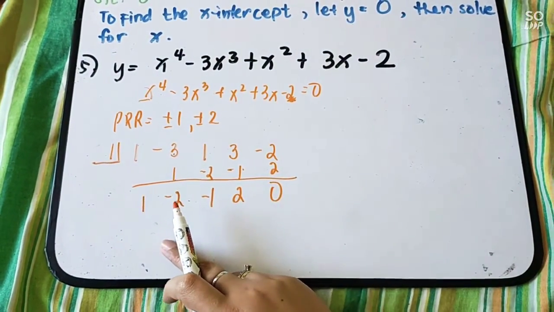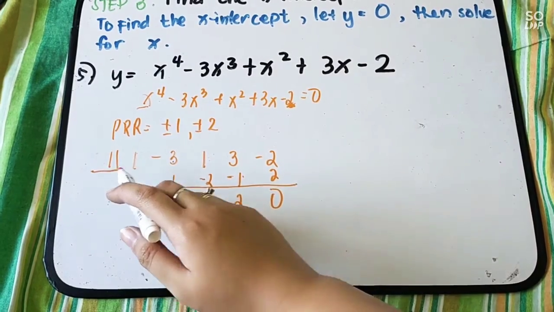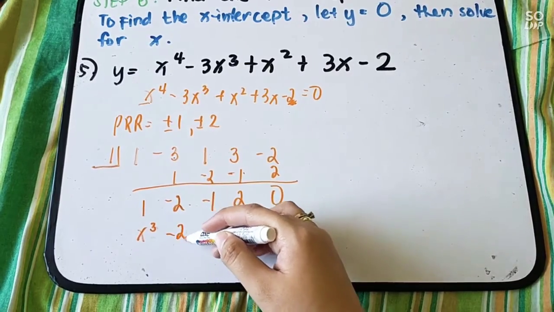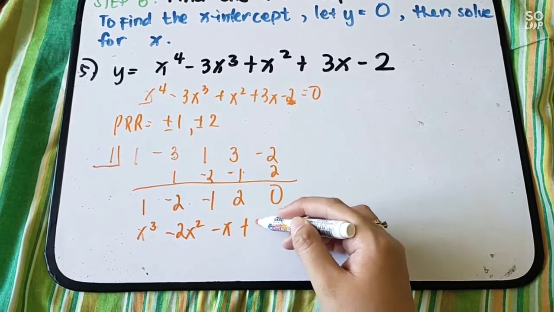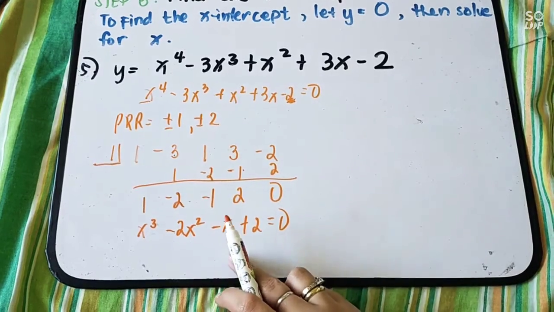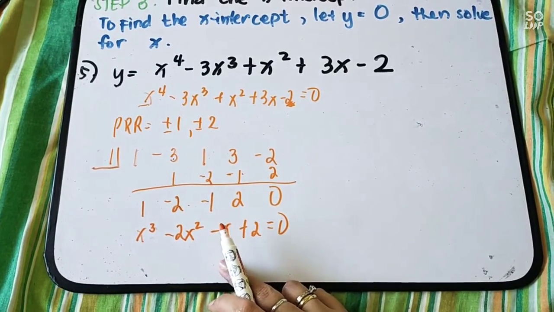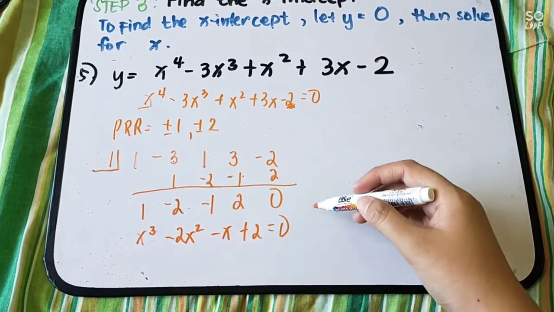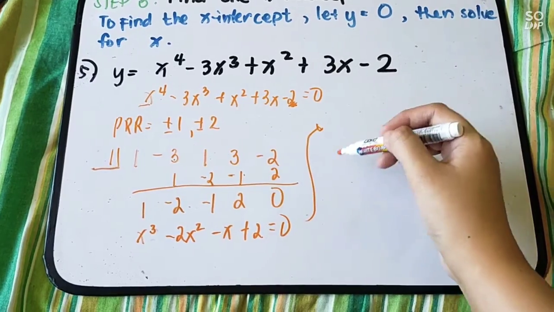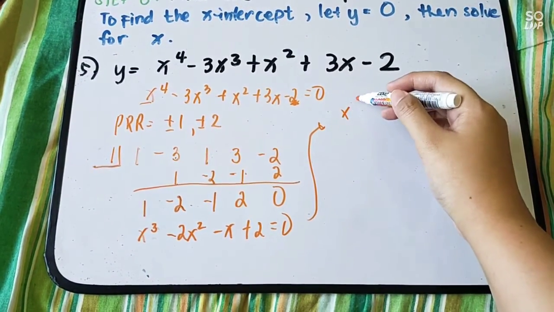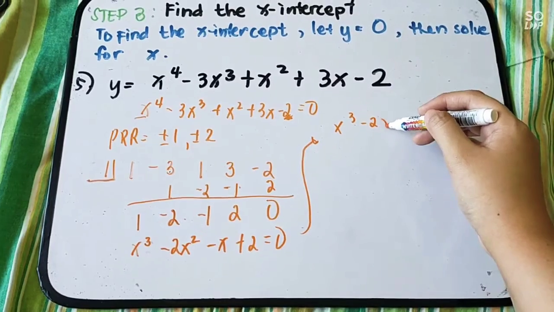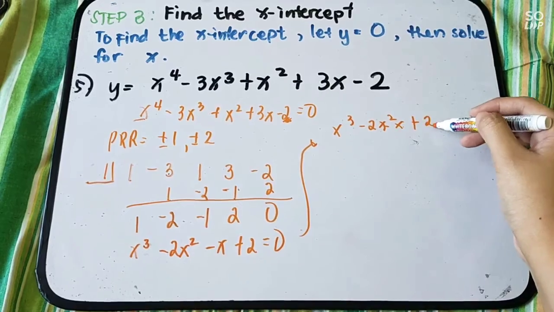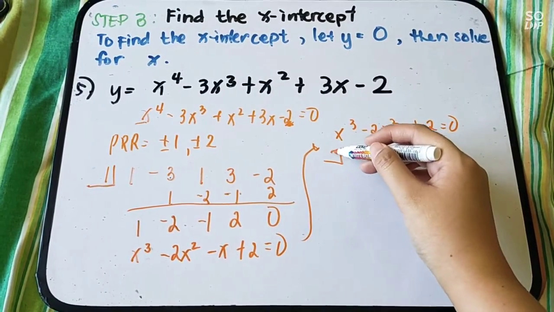So, since cube pa rin ito, kasi ang tapos ng x raised to 4 ay cube, pwede kang mag-continue ng synthetic division. Diba? Magiging x cubed minus 2x squared minus x plus 2 equals to 0. Hindi ka pa kaya mag-trial and error. So, synthetic ulit tayo. Okay? Try ulit tayo. Let us try positive 2 naman. So, you have here x cubed minus 2x squared minus x plus 2 equals to 0. Let us try positive 2.